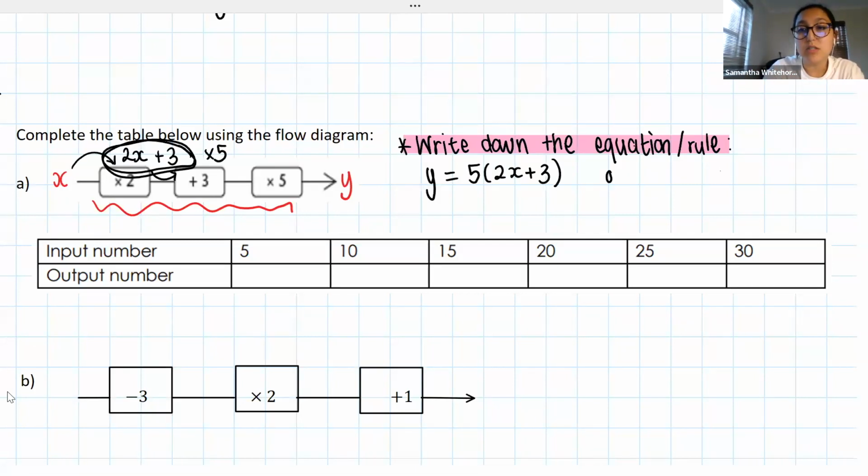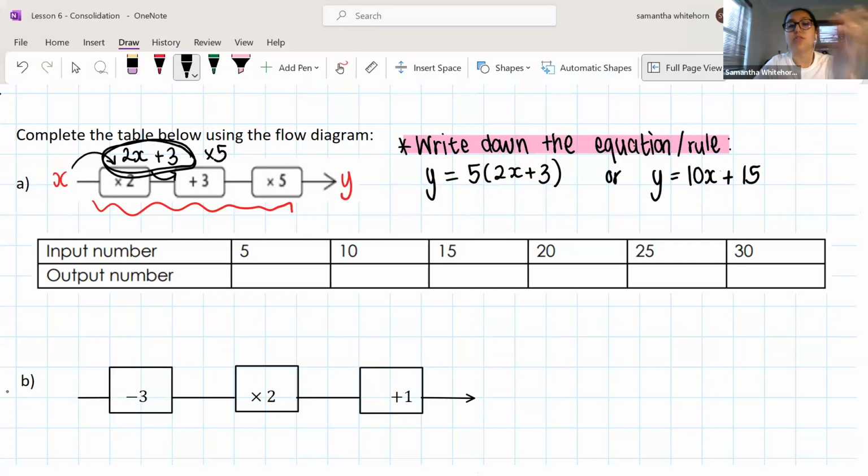Now, again, if you want to distribute it, you can. You don't have to. If you did distribute, it would be 10x plus 15, because 5 times 2x is 10x, 5 times 3 is 15. Really importantly, though, grade 8, you don't have to distribute. There is no need to distribute. If you feel more comfortable distributing, go for it. But if you don't want to, it doesn't matter.